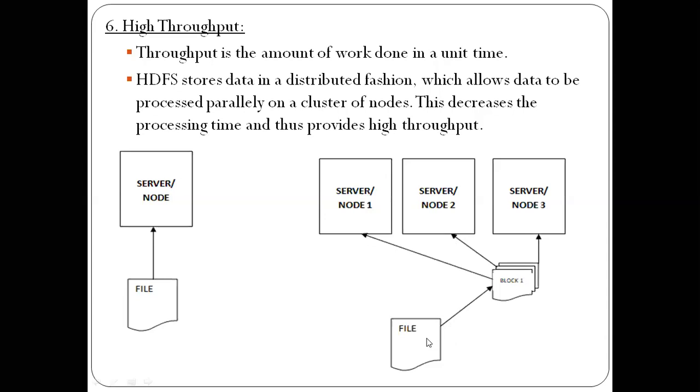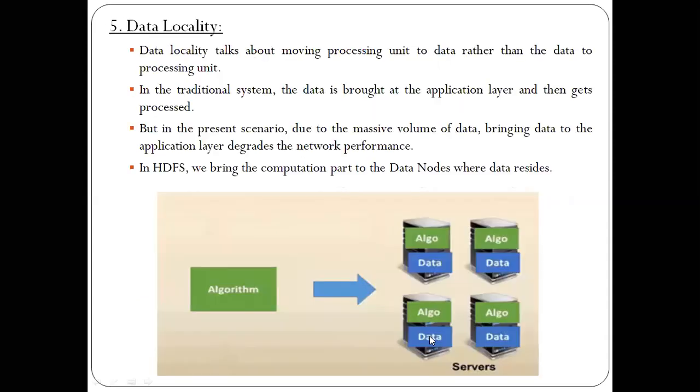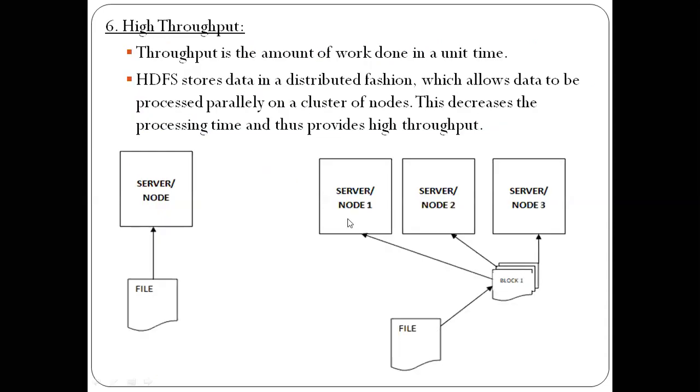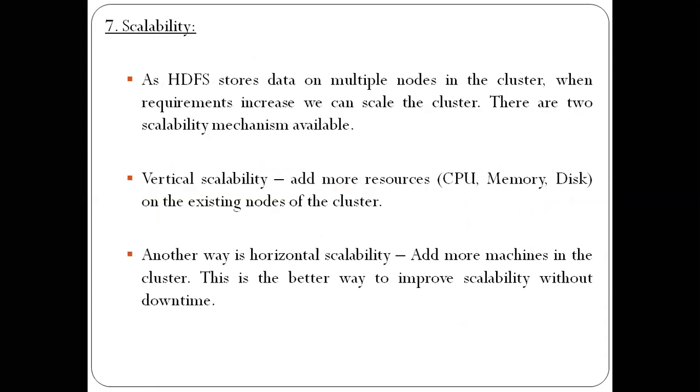So here, according to the data locality concept, we are taking the algorithm to the data where the data resides. So if this file takes 40 seconds of time, here this 40 seconds of work is performed by 3 computers, so it is reduced to 40 by 3 seconds.